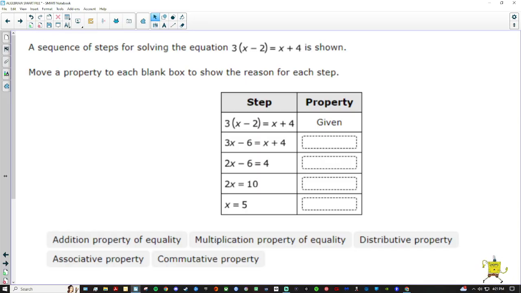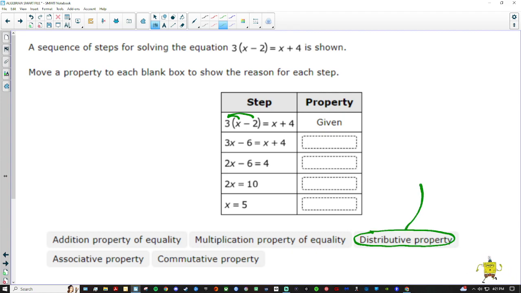All right, here we need to fill in the blanks. We have 4 blanks, and we have to write down what happens in each step. From step 1 to step 2, we used what property? Well, this 3 got multiplied. Those rainbows are called the distributive property. So the distributive property goes in my first blank.